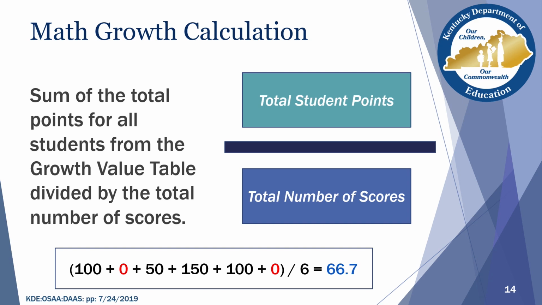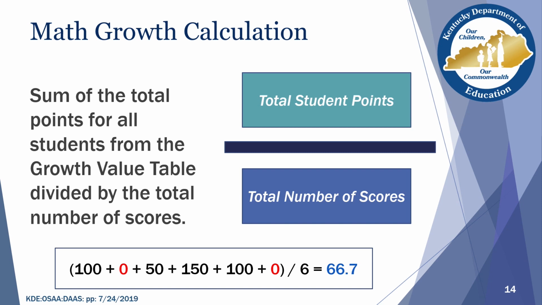Let's say we have 7 students, but one of the students didn't have a test last year. The student without a test will be exempted from the calculation, which means we really have 6 students in the calculation, though our school has 7 that tested this year. The points earned from our 6 students were 100, 0, 50, 150, 100, and 0. We then divide those 400 total points by 6 for the number of student scores. The school has a rounded gross score in mathematics of 66.7. We will combine the math growth with the reading growth to discover the school growth.